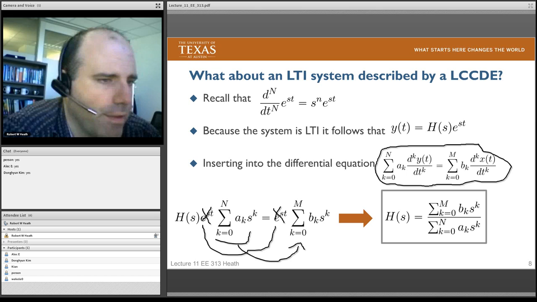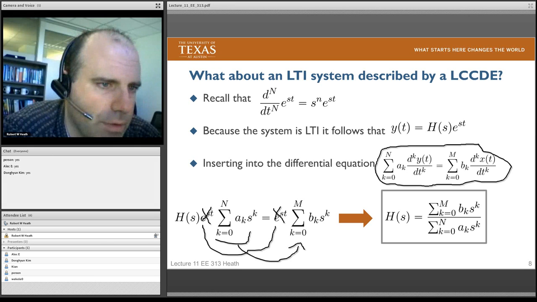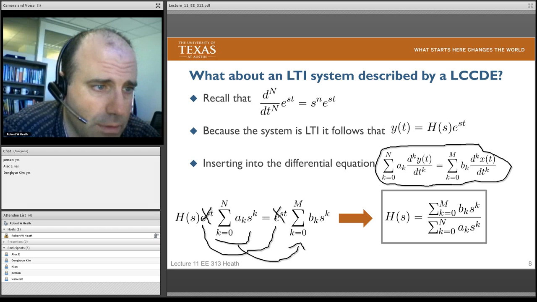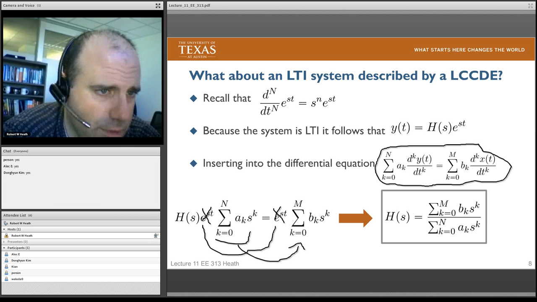So if you have an LTI system described by a linear constant coefficient differential equation, and you know the coefficients of that equation, then you can compute this transfer function H of s. It has a very simple form, which is a function of just the coefficients of that differential equation.